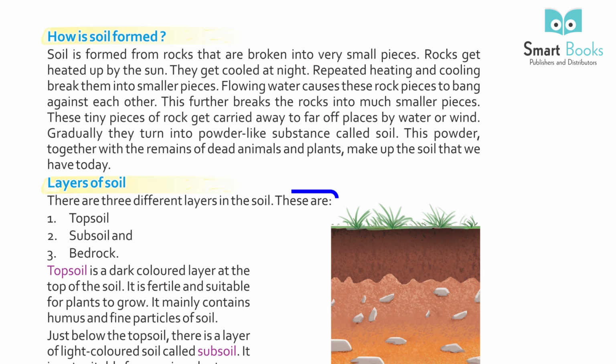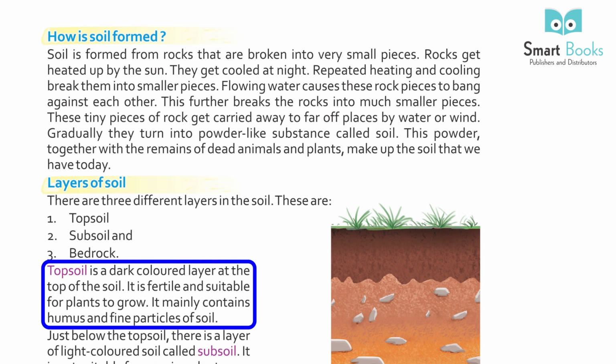Layers of soil. There are 3 different layers in the soil. These are 1. Topsoil, 2. Subsoil, and 3. Bedrock. Topsoil. Topsoil is a dark colored layer at the top of the soil. It is fertile and suitable for plants to grow. It mainly contains humus and fine particles of soil.